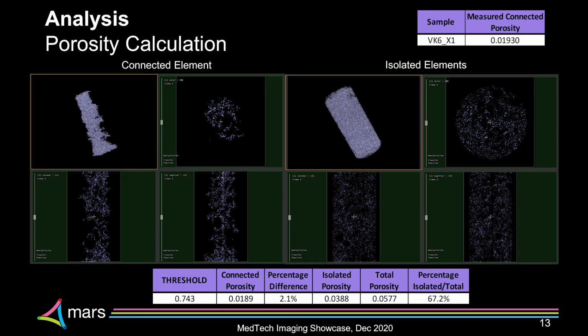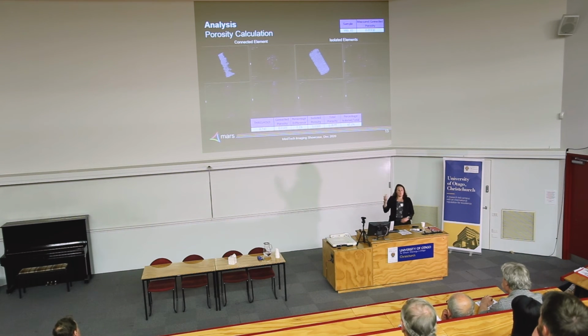This rock sample was really interesting in that when the thresholds were set, the measured connected porosity and the one we received from the Mars data was within 2.1%, but the isolated porosity actually was about 67.2% of the total rock. So if they were just using the measured connected porosity from geologists, they would be missing a whole lot of porosity information.